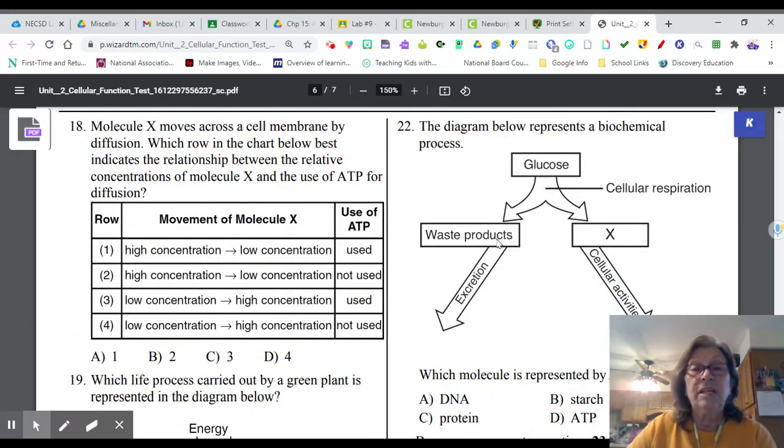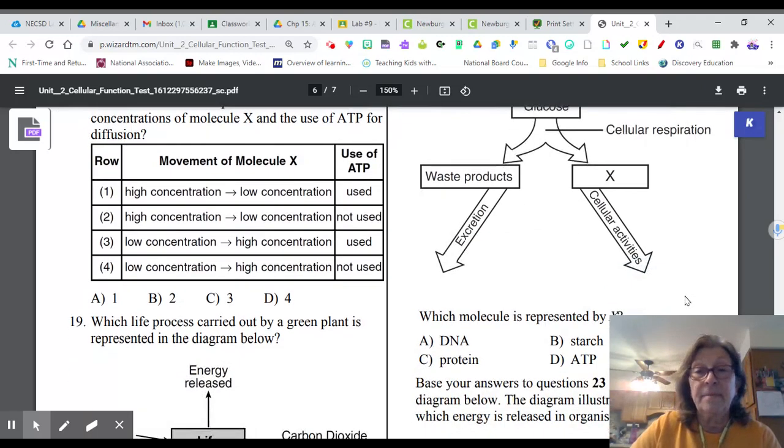Question number 22. The diagram below represents a biochemical process. Glucose, cellular respiration. Waste products, X. Excretion, cellular activities. Which molecule is represented by X? A, DNA, B, starch, C, protein, or D, ATP.